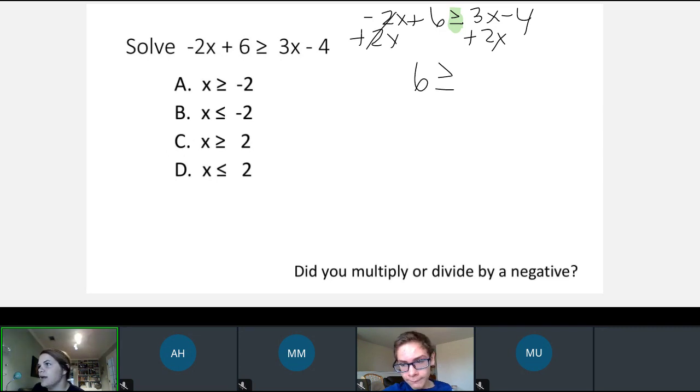Alrighty, so I'm going to have 6 is greater than or equal to 5x minus 4. And I'm going to let y'all finish this one on your own. Let's see how we're doing so far. So y'all go ahead and try to finish this one, and then vote in the poll when you think you've got it.